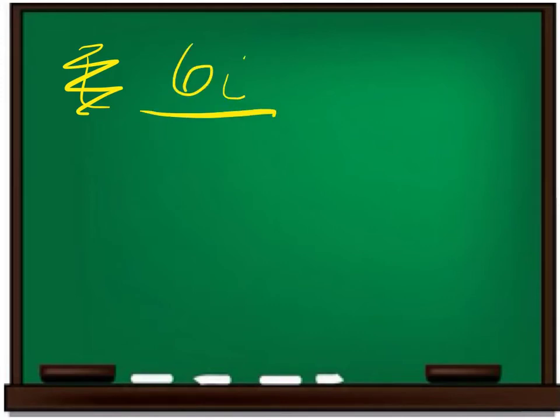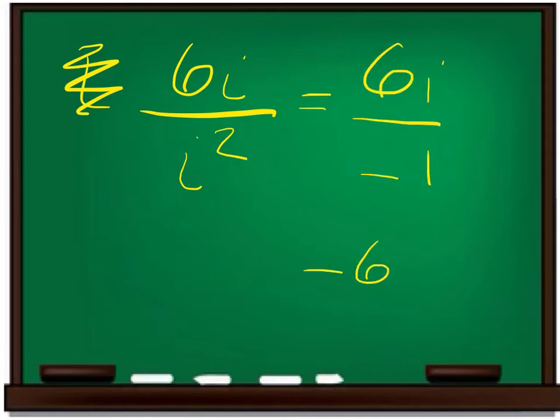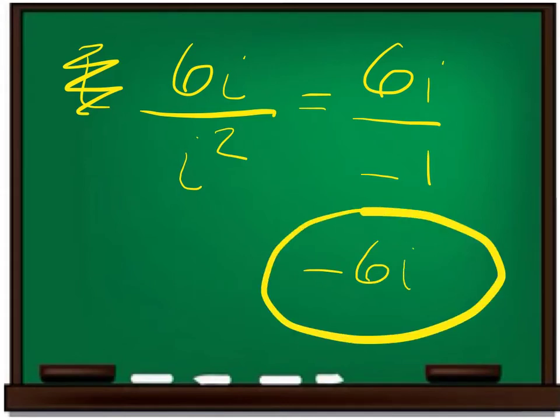On this one, if I had... I didn't mean to write that, I'll just scratch it out. If I had 6I over I squared, is there a need to multiply the top and the bottom by anything? What can I do? Yeah. No need to multiply the top and the bottom, because this eliminates itself to a -1. Then just change the sign on the top.